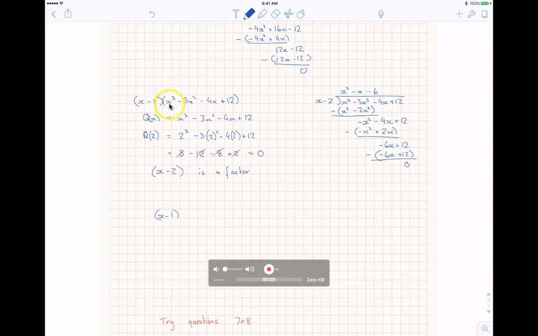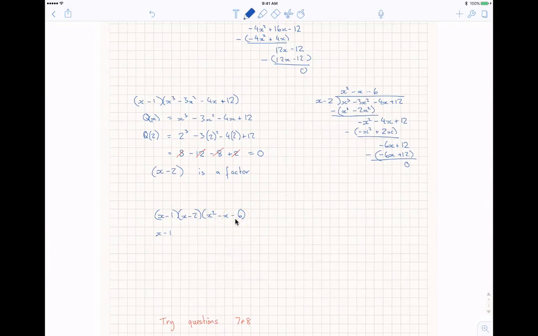Now we've just factorized this cubic and it became x minus 2. And the quadratic expression that's up here, x squared minus x minus 6. We can hopefully factorize this quadratic expression in our heads by trial and error. So we need two numbers which multiply to give negative 6 and add to give negative 1.